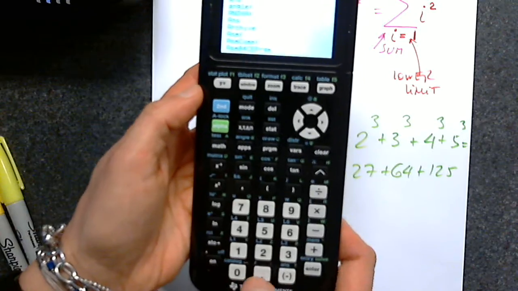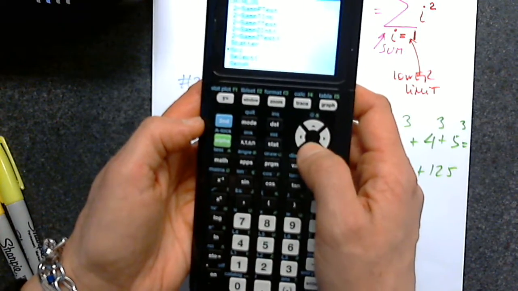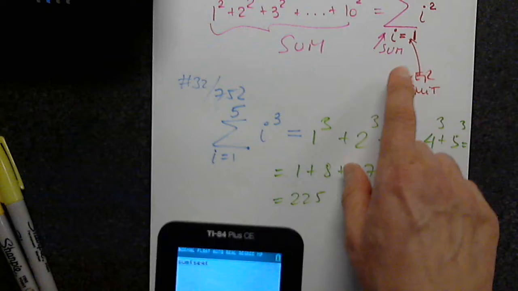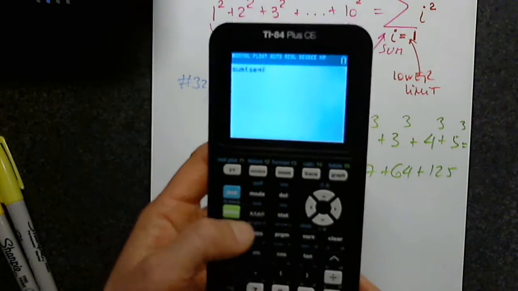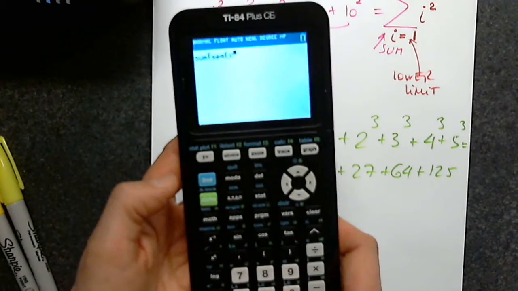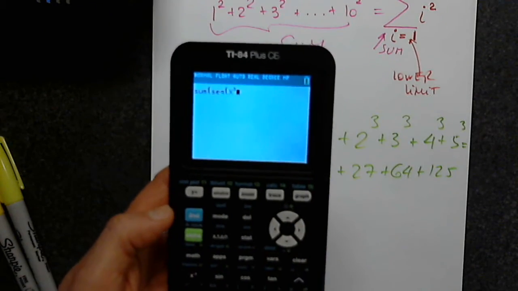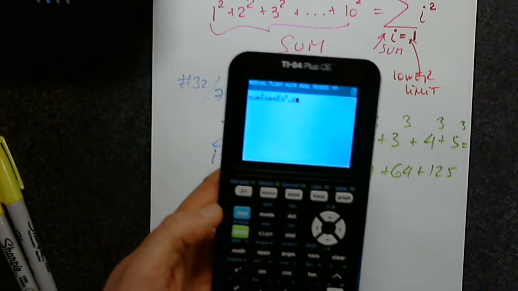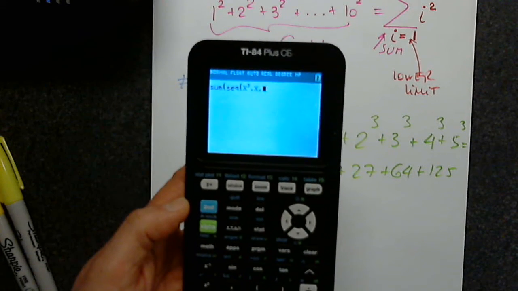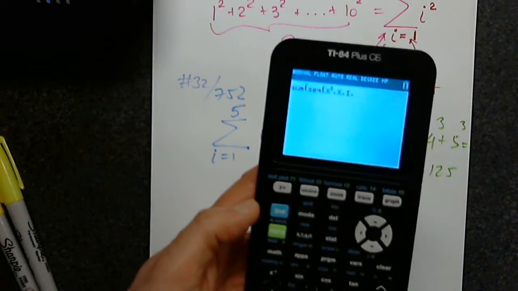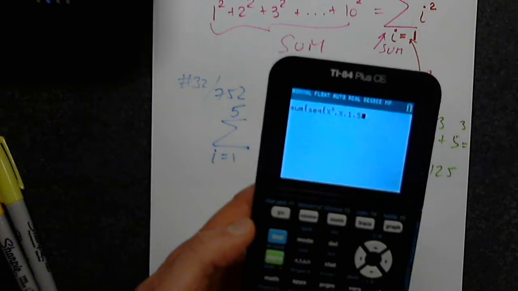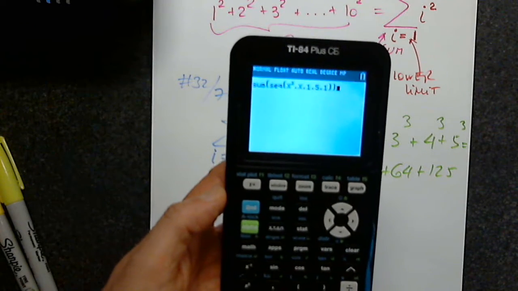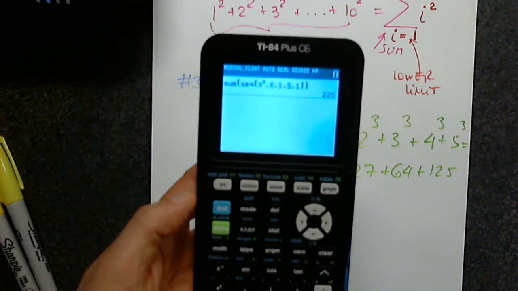Then I go back to second and catalog, and again I press on S because I want the sequence, S-E-Q, right here. So sum of the sequence, the expression is I cubed. So I have x to power 3. And then comma. And I have to have x because x is the variable. And then comma. From 1, comma, to 5, comma, with a scale of 1. And close 2 parentheses. How did you get comma? Right here. And press enter.